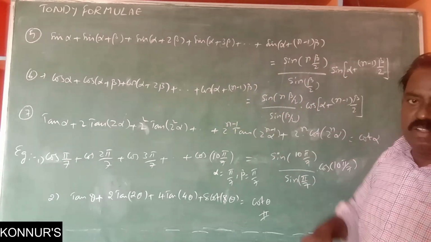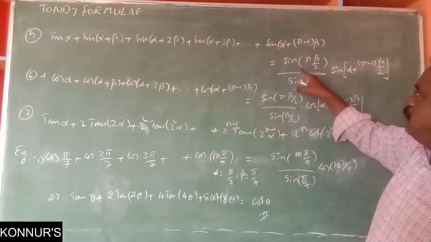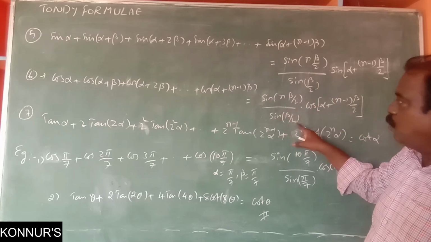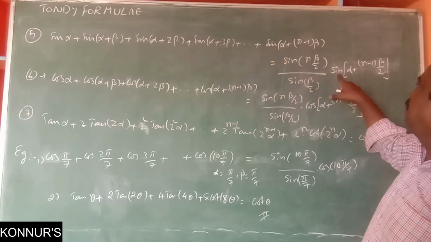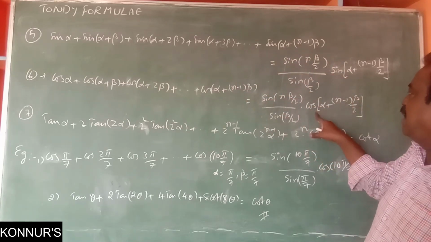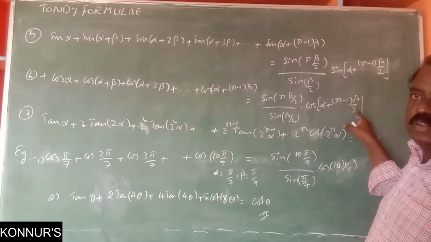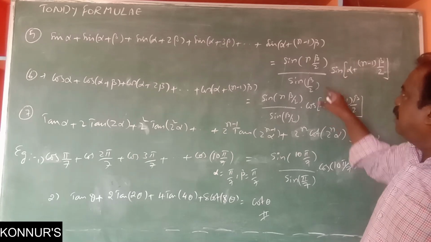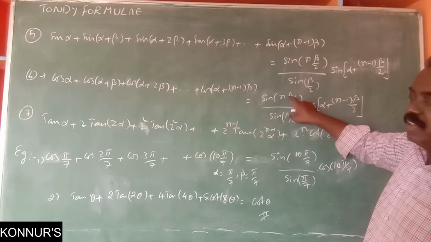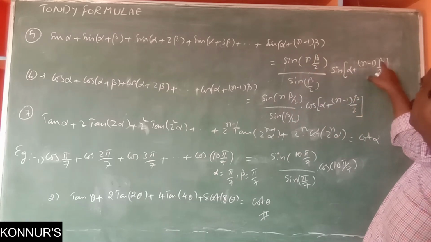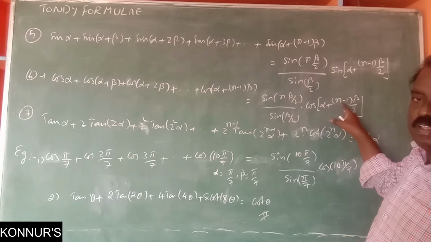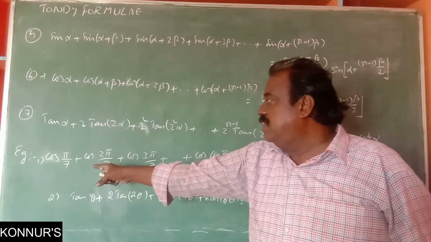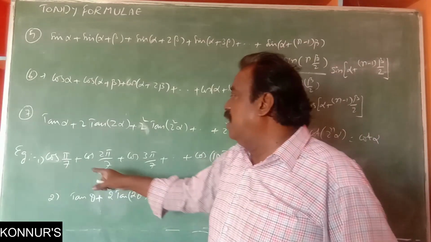Similarly, in the case of cos also, the same procedure. The answer has the same part, sine n beta by 2 by sine beta by 2. If it is sine, the answer is with sine of alpha plus n minus 1 beta by 2; if it is cos, it is cos of alpha plus n minus 1 beta by 2. The difference is only in this term. Try to understand it. First, these are the same. If sine, then sine of alpha plus n minus 1 beta by 2; cos is cos of alpha plus n minus 1 beta by 2. Clear. For example, I write here also an example.